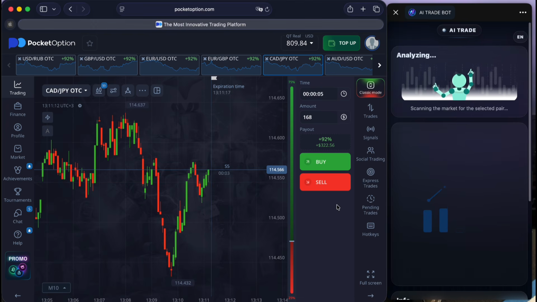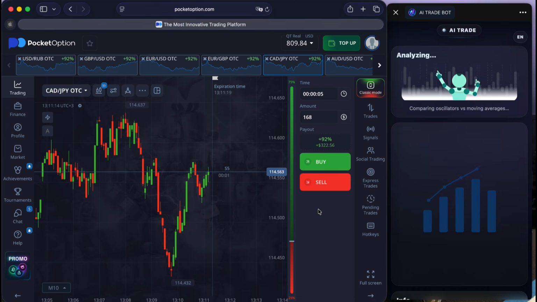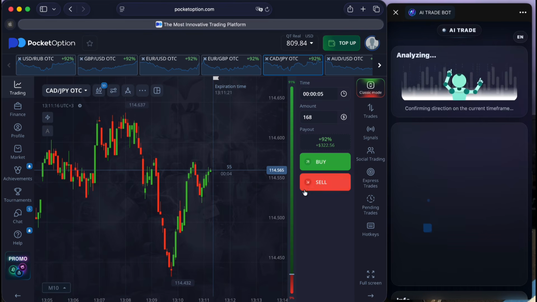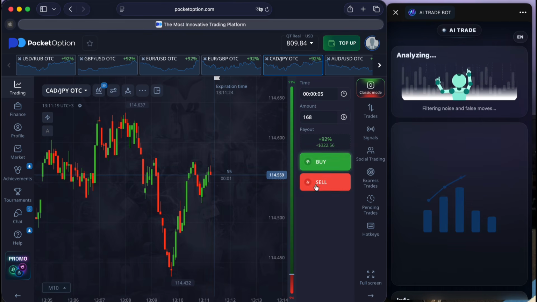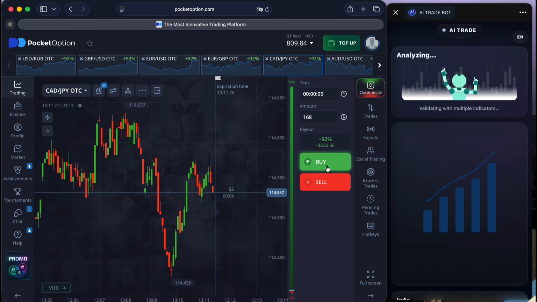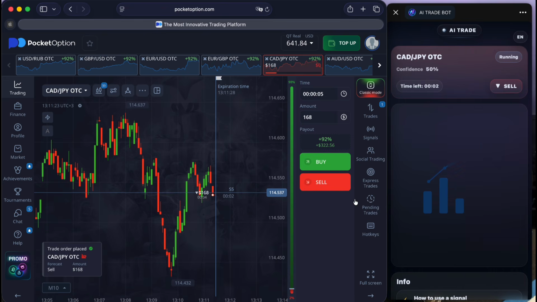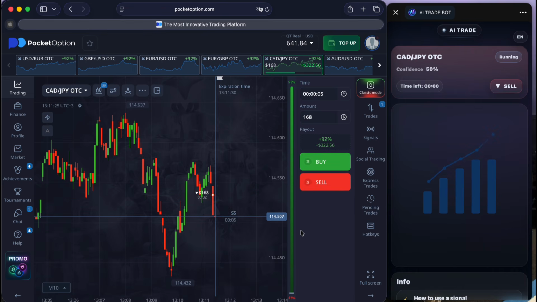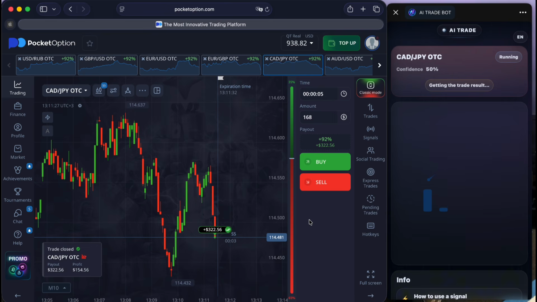I click on the signal generation, carefully waiting for the technical analysis of this bot. The payout is 92%. We add another $155 to our deposit. I'm waiting for a technical analysis and I get a sell signal with 50% confidence. I am opening downwards and the pullback movements are starting to prevail further.